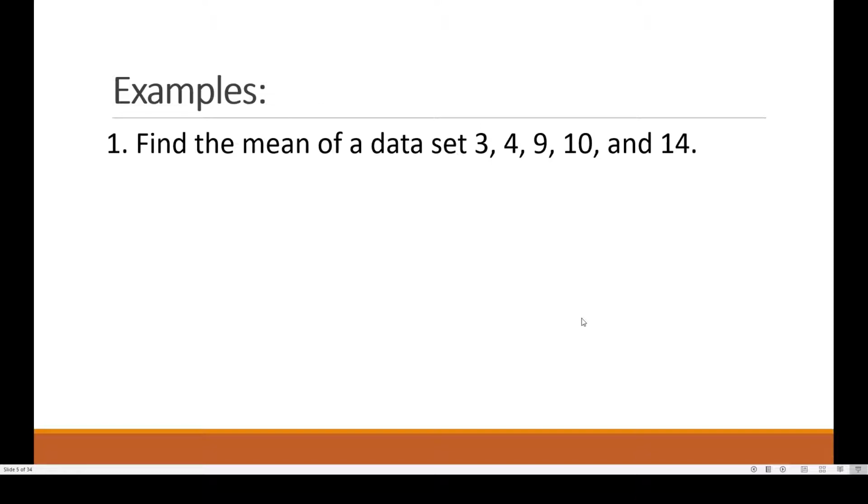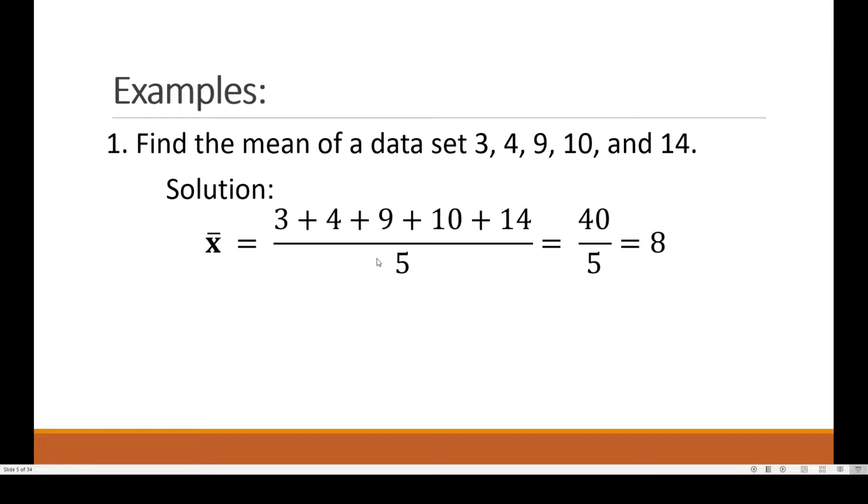So examples: find the mean of a dataset 3, 4, 9, 10, and 14. So to get the mean, we will just add the given numbers 3 plus 4 plus 9 plus 10 plus 14, divided by 5. So this is the total number of elements in the given dataset. So that is 40 over 5, or equals to 8.